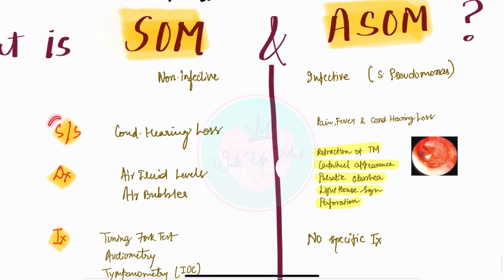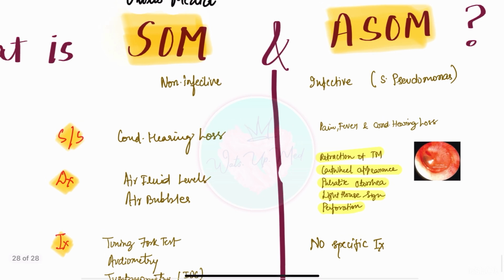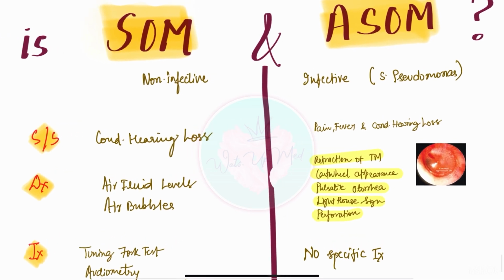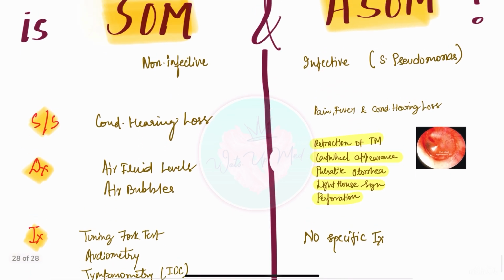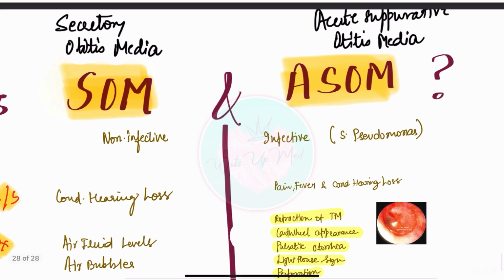Now we'll learn about the signs and symptoms in SOM and ASOM. So basically, SOM is non-infective, so there won't be any traces of pain, fever, but there will be conductive hearing loss. So conductive hearing loss, or you can say CHL, will be seen in SOM. On the other hand, ASOM has infection, so it will accompany with fever, pain, and conductive hearing loss, which is CHL. So CHL is common in both SOM and ASOM, but pain and fever will only be present in ASOM because it is infective.